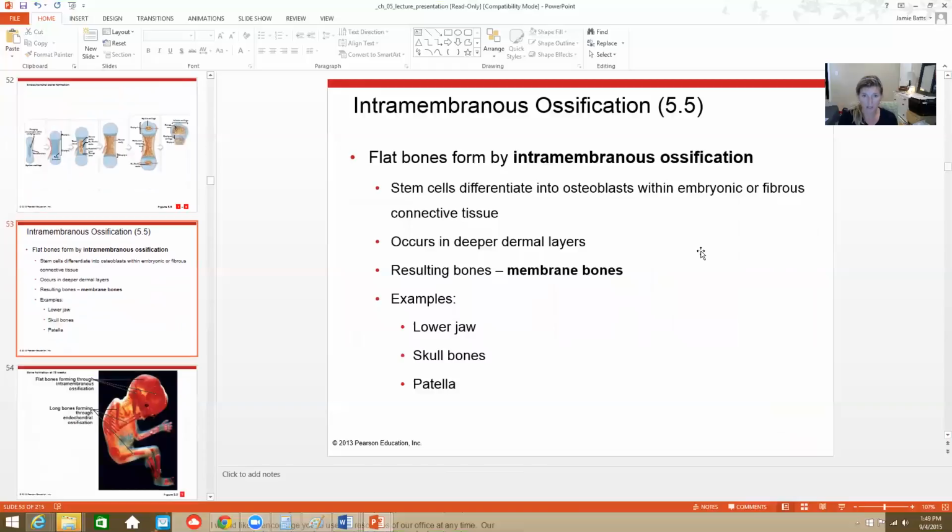There's also intramembranous ossification. There are a few bones that undergo this. This is where the stem cells will differentiate into the bone cells, not from a cartilage frame. So this is going to occur in what we call membrane bones. Our jaw, our skull, our patella, our kneecap are all examples of intramembranous ossification. The bones grow from the membranes that are within those areas of our body. And it basically just occurs in the same way, but without a cartilage scaffold.